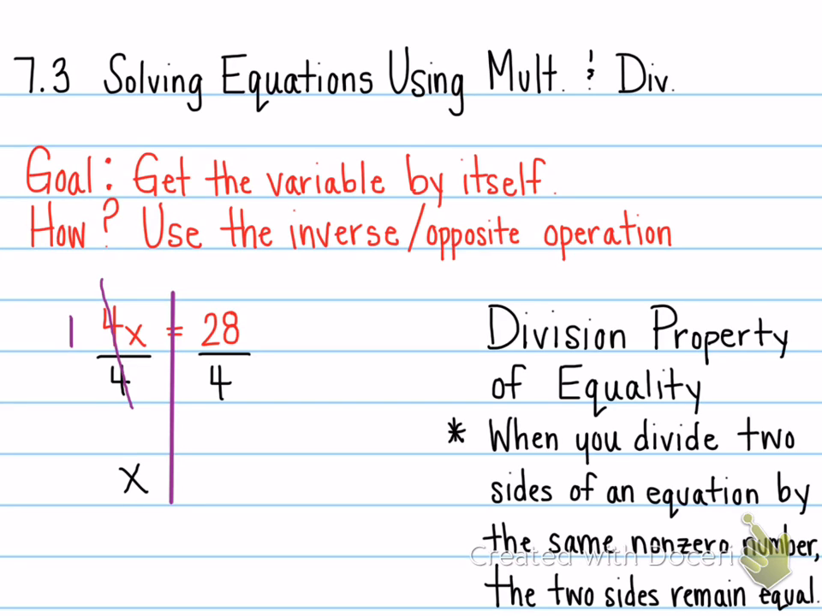x equals whatever 28 divided by 4 is. Now in this case, 28 divided by 4 is something you can do in your head. The answer is 7. It could end up being a large problem or a problem with decimals where you actually have to use long division to try and figure it out. All right, let's try a couple more.